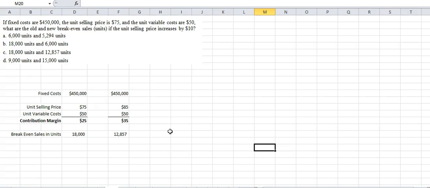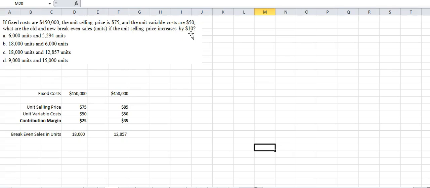The next problem says, if fixed costs are $450,000, the unit selling price is $75, and the unit variable cost is $50. What are the old and new break-even sales in units if the unit selling price increased by $10?